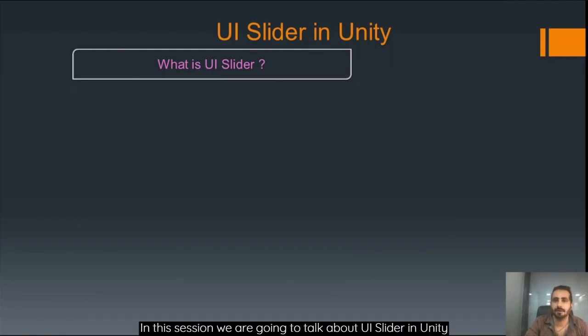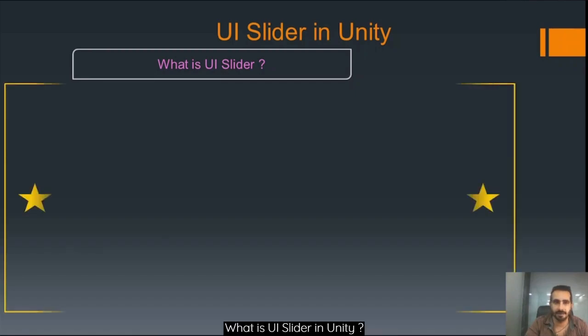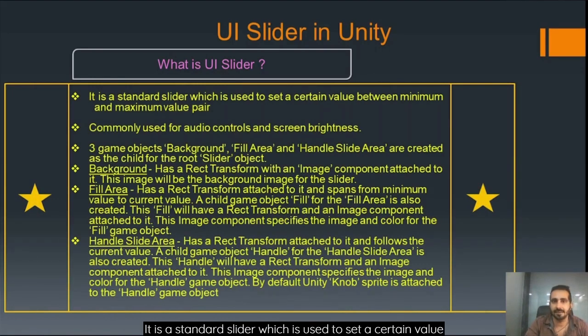In this session, we're going to talk about UI slider in Unity. What is UI slider in Unity? It is a standard slider which is used to set a certain value between minimum and maximum value pair. It is commonly used for audio controls and screen brightness in a scene or in a game.